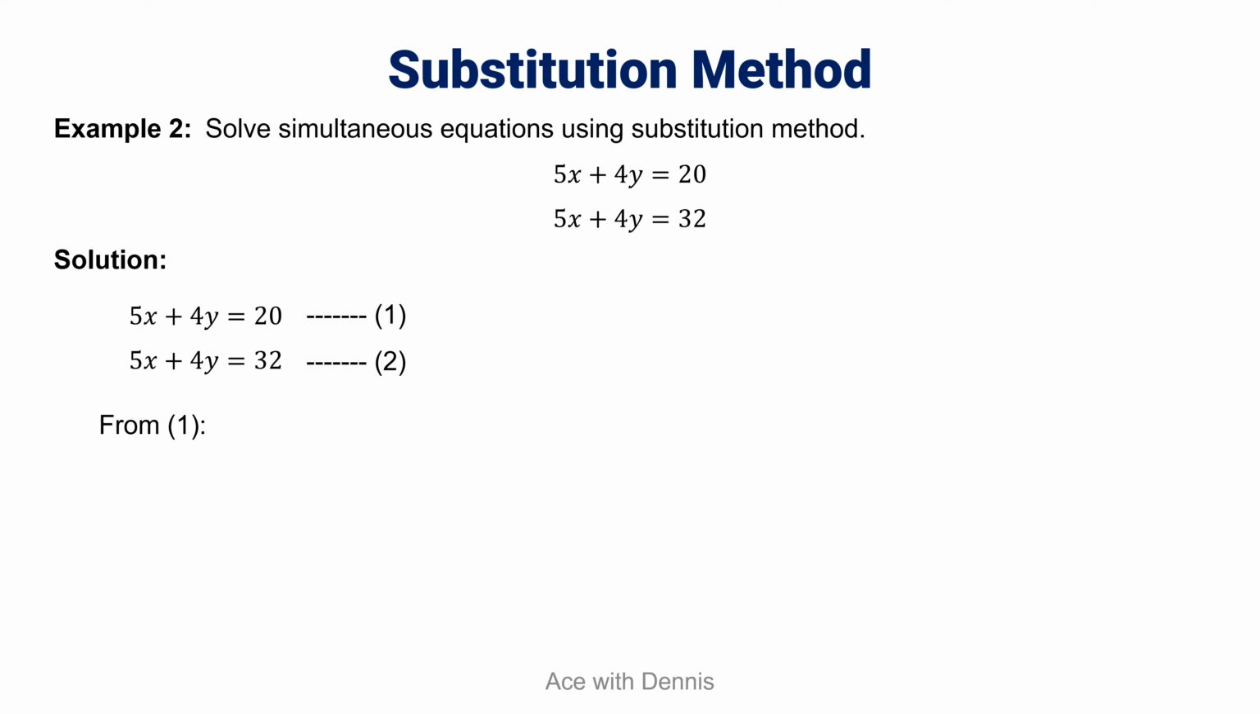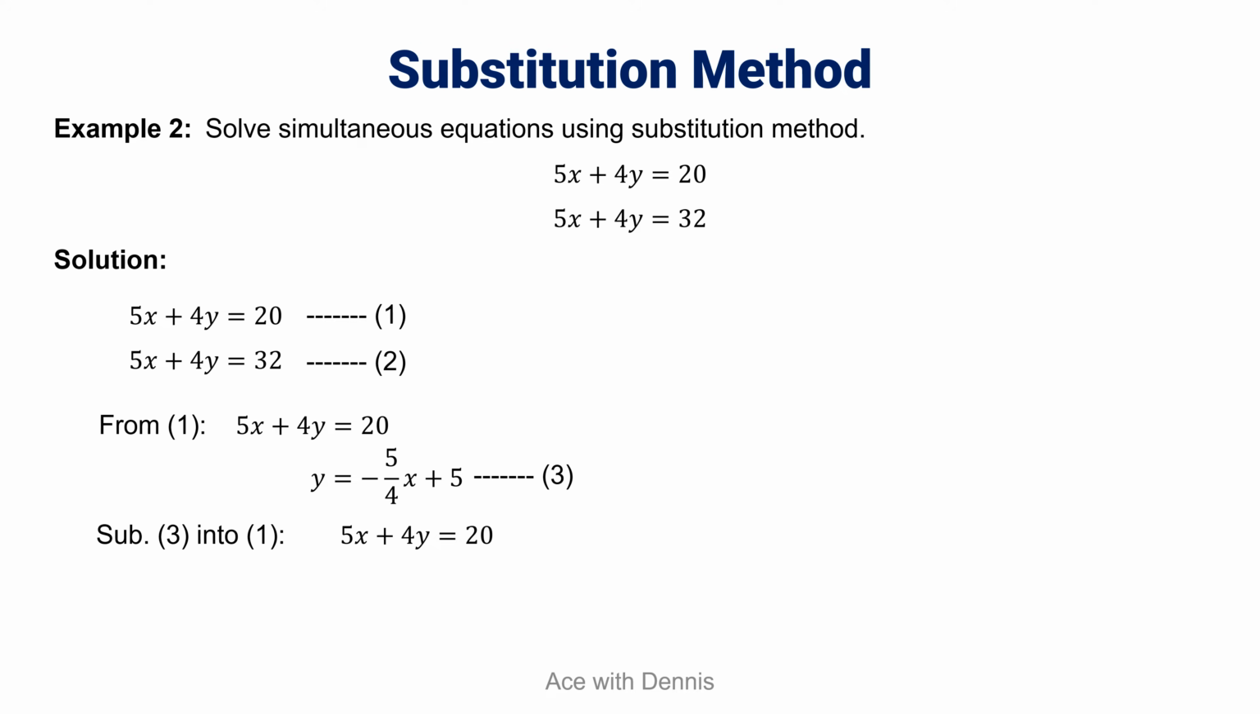From equation 1, let's say I choose y to be eliminated, then I make y the subject, hence y equals negative 5 over 4x plus 5. Then I name this as equation number 3. The next step, I will substitute equation 3 into equation 1. So this is equation 1, 5x plus 4y equals 20. Then I substitute y to be negative 5 over 4x plus 5. Expand the bracket, I will have 5x minus 5x plus 20 equals 20.